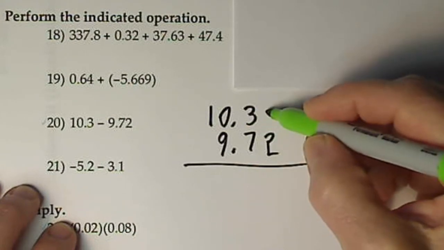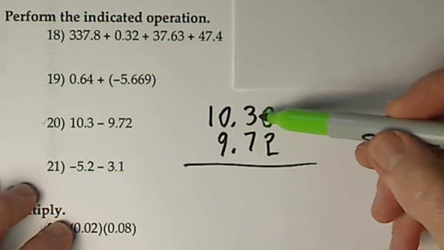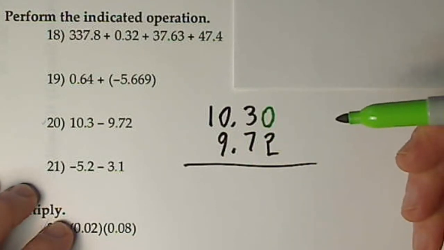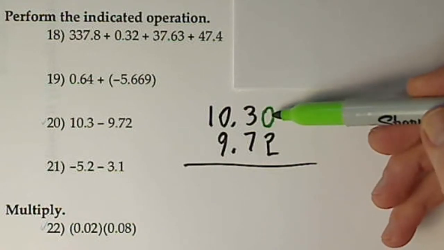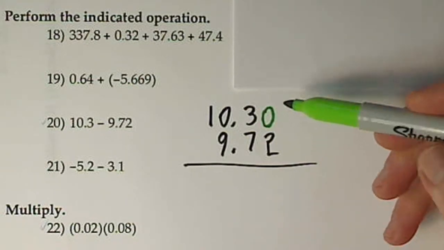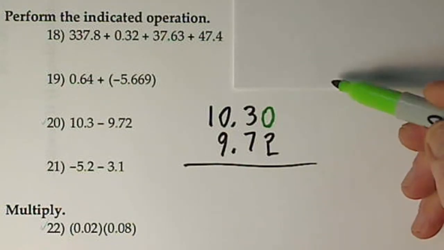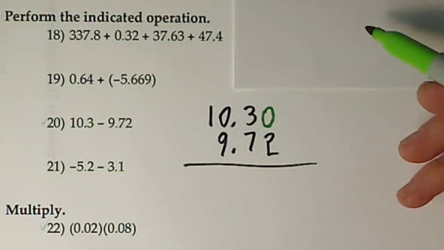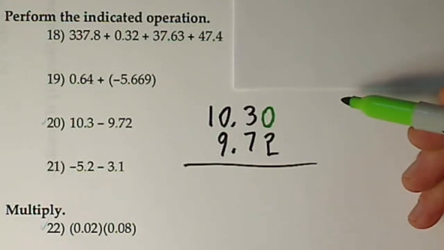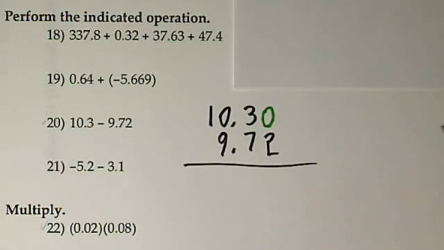If I put in a 0, do I change the value of 10 and 3/10? It's basically still 10 and 3/10. Perhaps you would read it as 10 and 30/100. But 30 over 100 would reduce to 3/10. So anyway, I can put in a 0. How's that for the long way to the simple point?